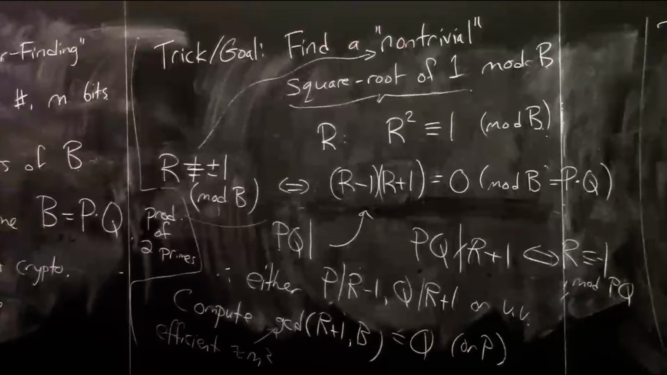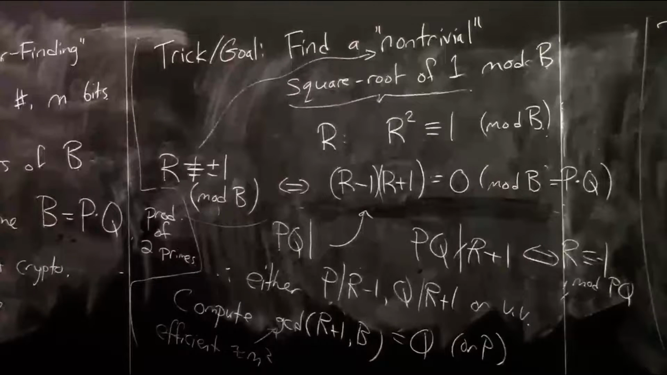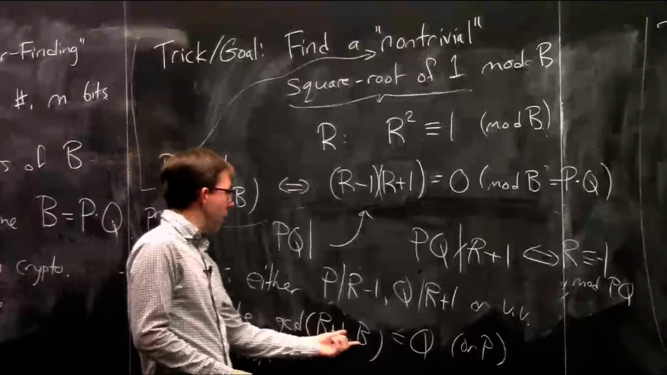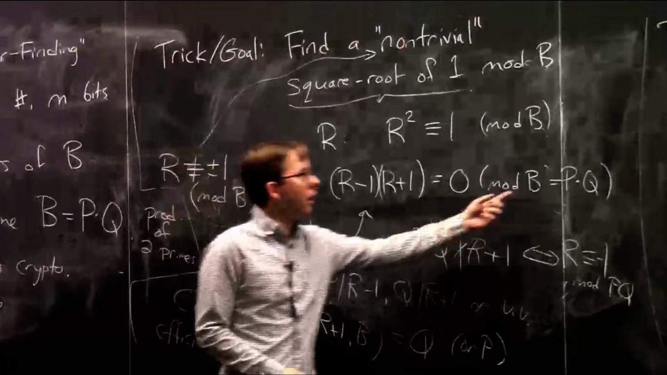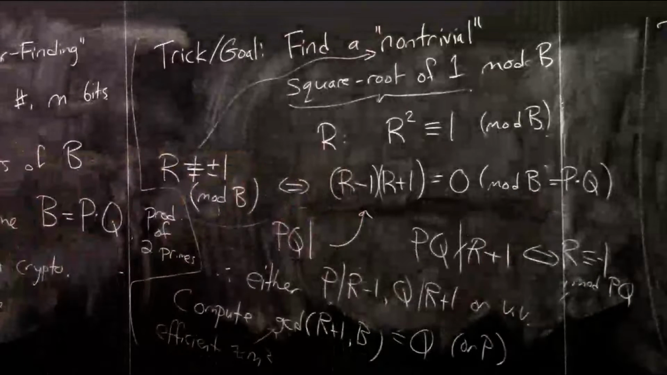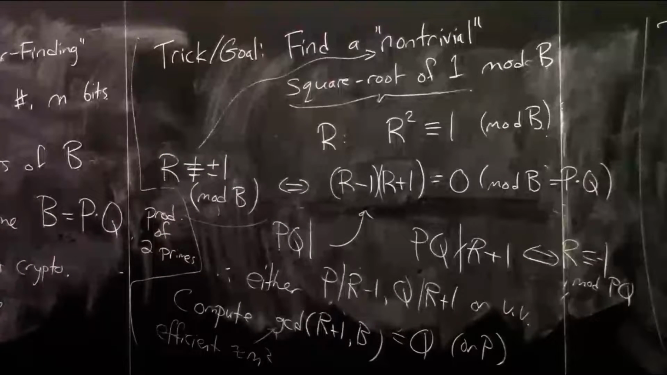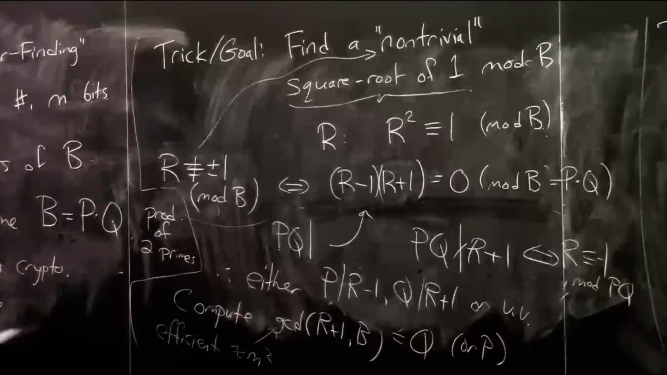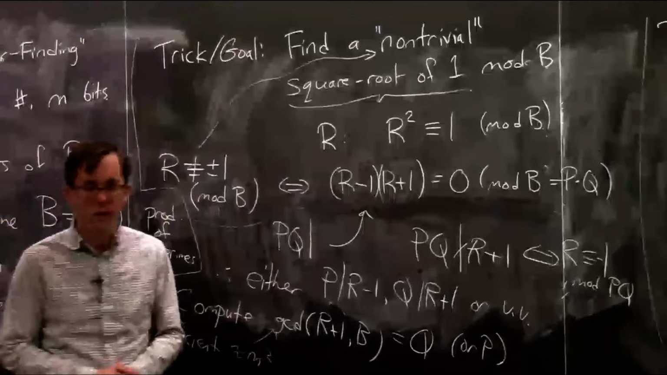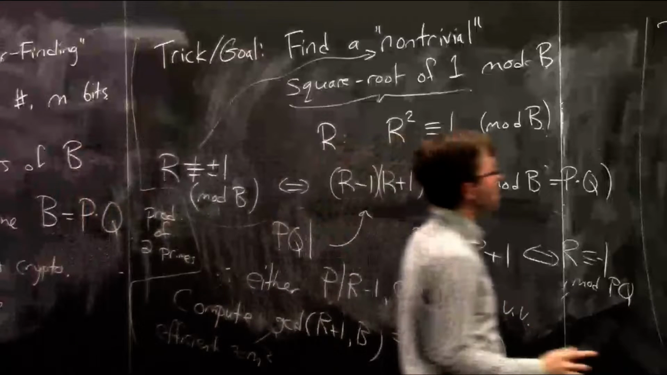Okay? Pardon me? Why is that equality? Which one? This one? Oh, well, it's the greatest common divisor of r plus 1 and b, so it's a divisor of b. And b only has p and q as divisors. Great, so that's the trick. And so, factoring, we just need to find this non-trivial square root of 1. Okay, so that's the main part of this.